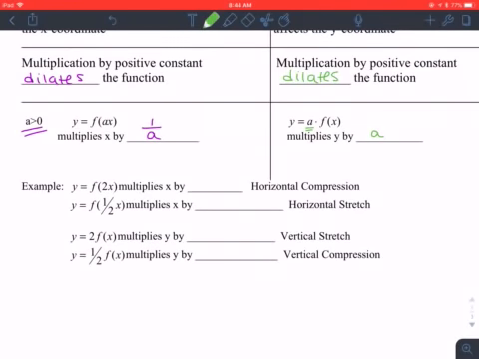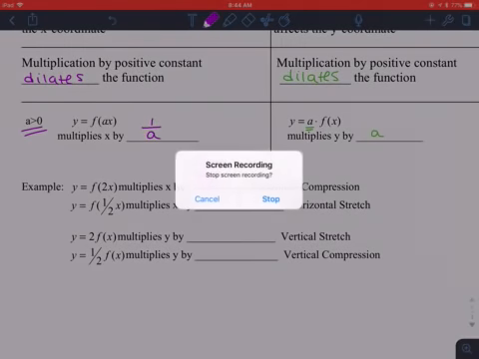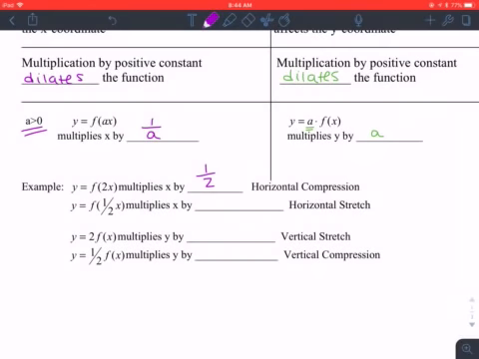So let's go through a few examples. If we have f of 2 times x inside the function, so in the parentheses, this is going to multiply my x by 1 over 2, so 1/2. And that's a horizontal compression. All right, and if we multiply by 1/2 inside the function, we're actually going to multiply our x's by 2 over 1 or just 2, and that's our horizontal stretch. If we have 2 outside of the function, we're multiplying our y's by 2, vertical stretch, whereas if we have 1/2 outside of the function, we multiply our y's by 1/2.